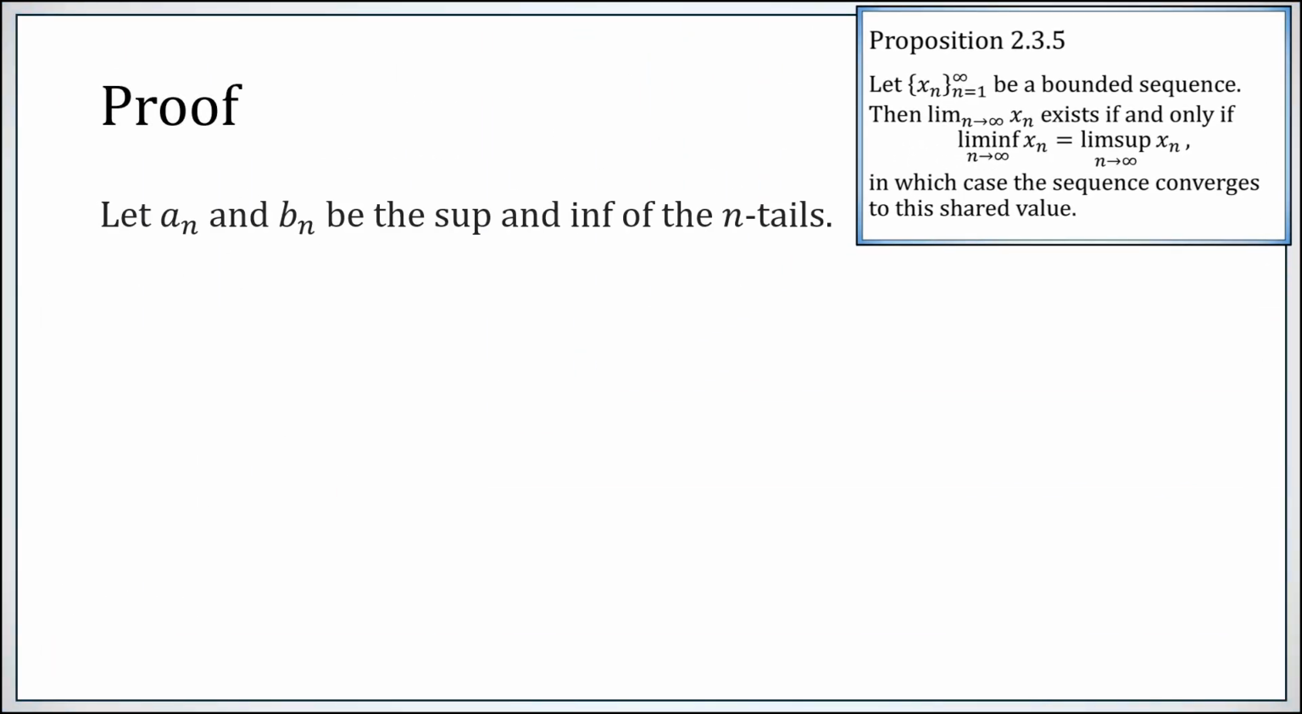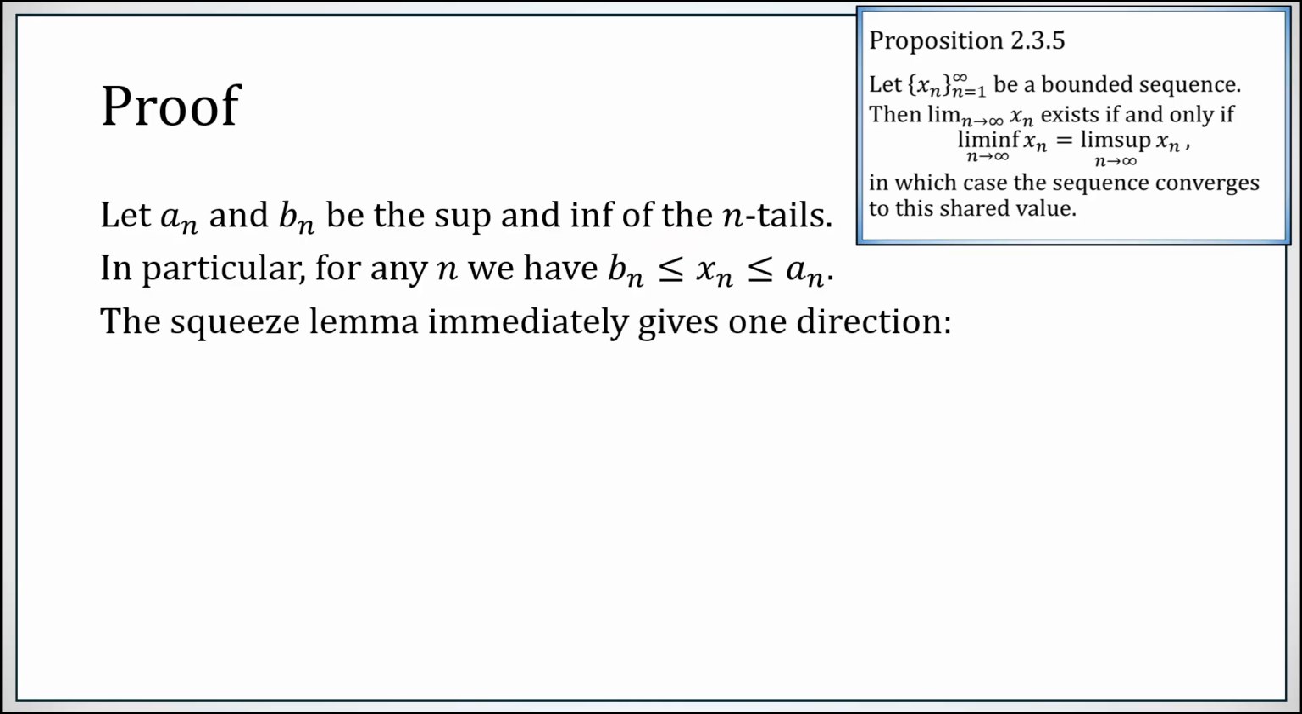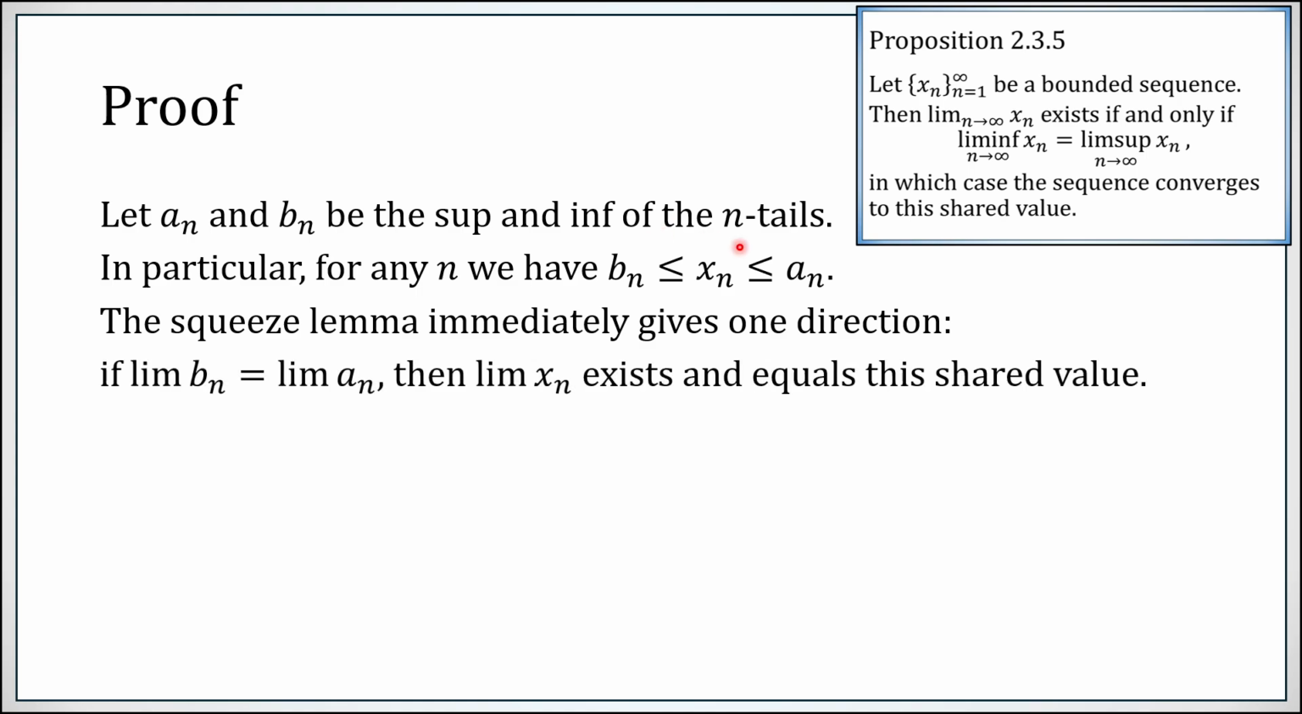Can we prove it? Let a_n and b_n be the sup and inf of the n-tails as we have been using. In particular, for any particular term of the sequence, the sup of the n-tail is bigger than or equal to something belonging to the n-tail, which is bigger than or equal to the inf of the n-tail. So the squeeze lemma immediately gives one direction of this proof. In other words, if a_n and b_n are converging to the same thing, x_n must be converging to that thing as well. Now let's suppose the sequence does converge.